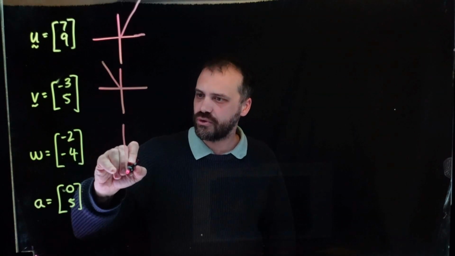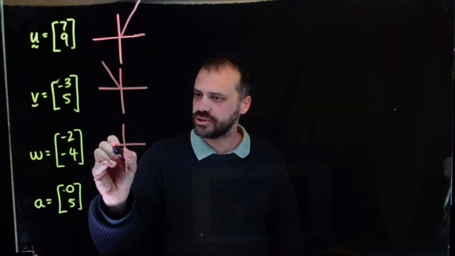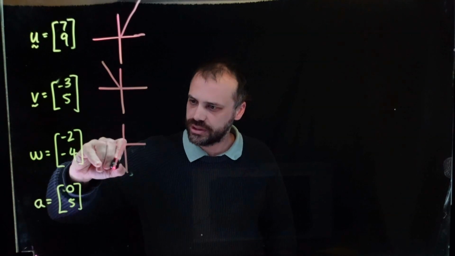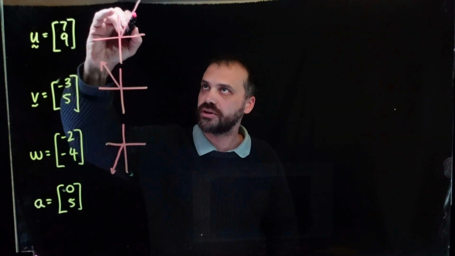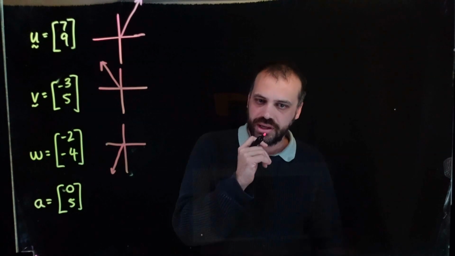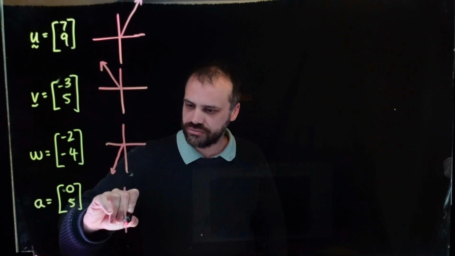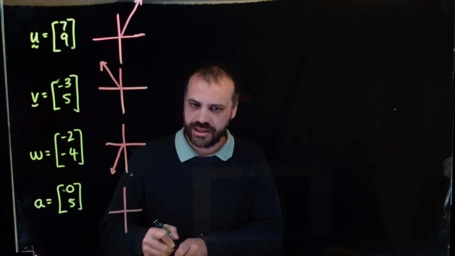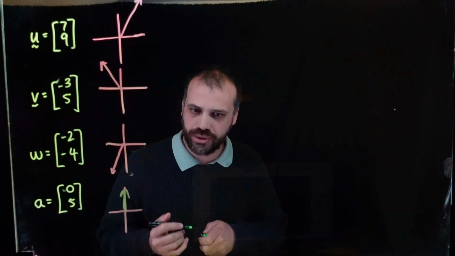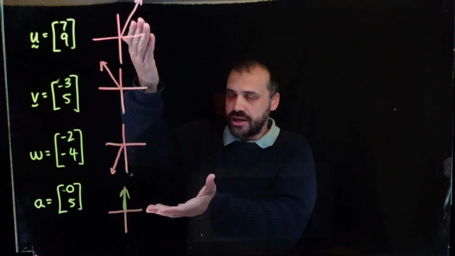-2, -4. So it's -2 across and -4 down. Ends up looking something like that. All right, don't forget they're vectors, so they've got arrows. And finally, 0, 5. 0 across and 5 directly up. It's going to be a bit hard to see, but it's right there. Boom, boom. Okay, so there are my 4 things.